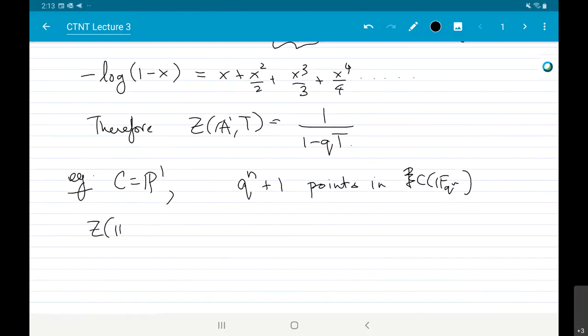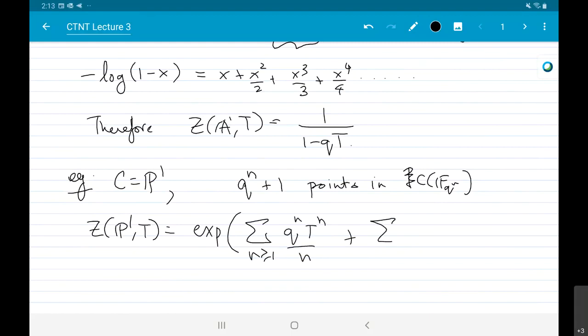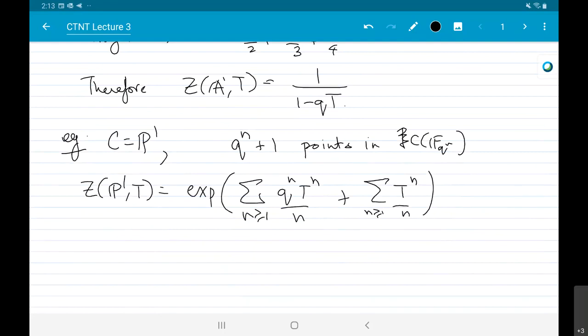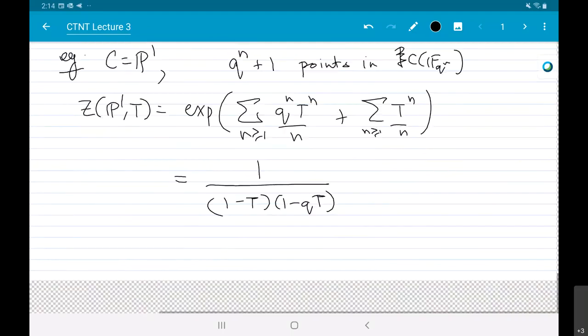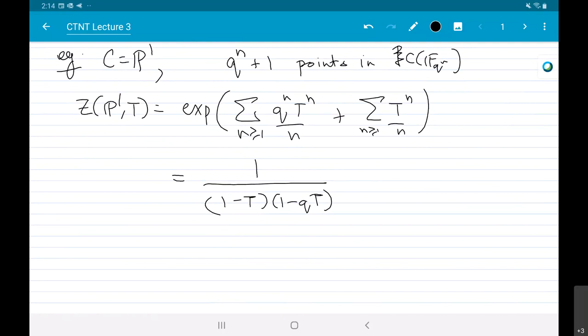Great. And so what this gives you is that Z_{P^1}(T) is the exponential of the sum. There's a q^n T^n over n, and then the one sort of lives by itself. And so if you use the log identity again, what you see is that this is going to be 1 over (1 minus T) times (1 minus qT). And so it's a modification of this one. That's not a coincidence. Awesome. So in both of these cases, Z_C(T) turned out to be a rational function, and a very nice looking function. And somehow this packages all of the information about the points over each extension.